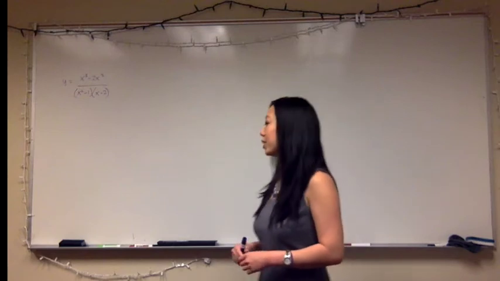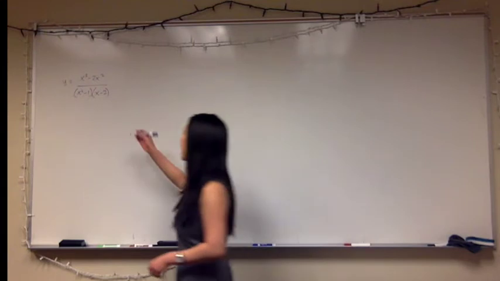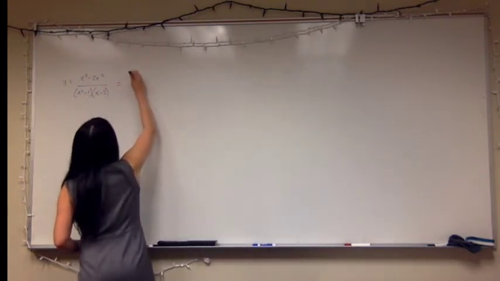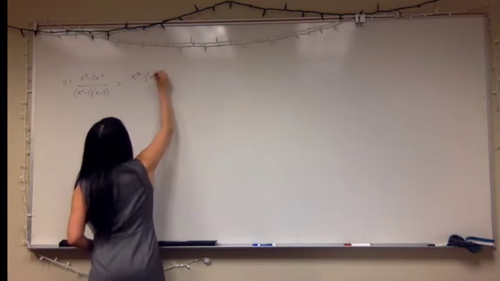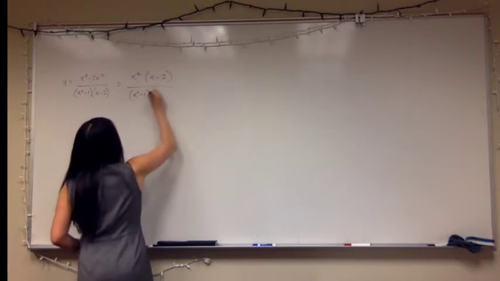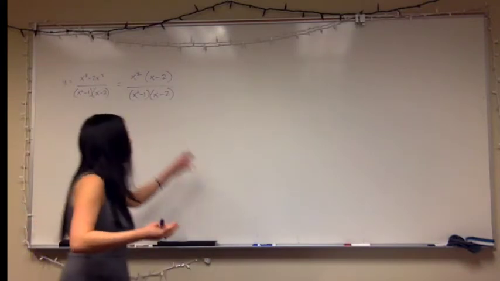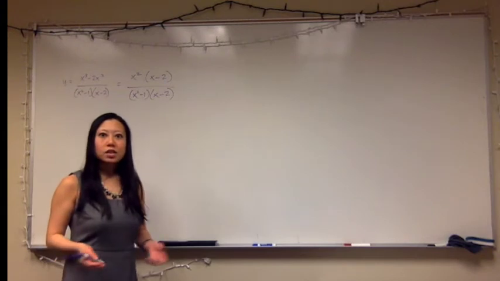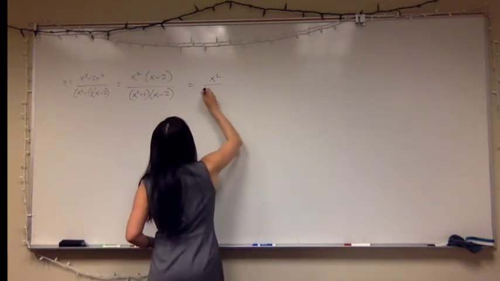So if I take a look at this function, it looks very complicated. So let's go ahead and try to simplify it first. I can see here that I can factor out x squared. And then I have x squared times (x minus 2) over (x squared minus 1) times (x minus 2). And now I can see that the x minus 2 cancels out in the top and bottom. And so we get x squared over x squared minus 1.